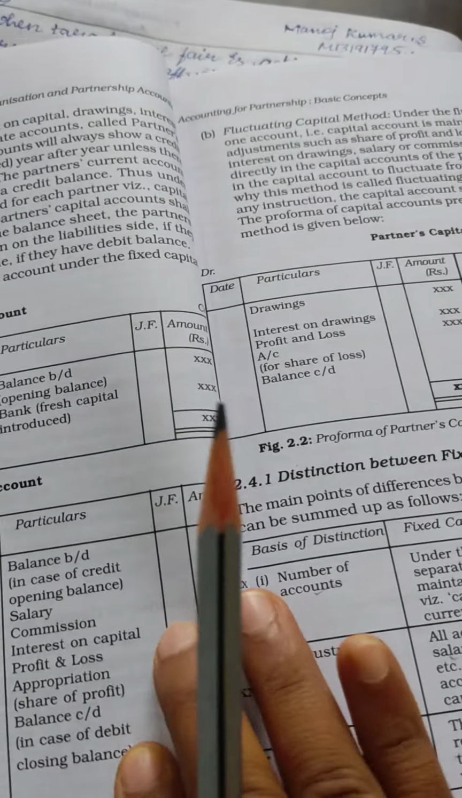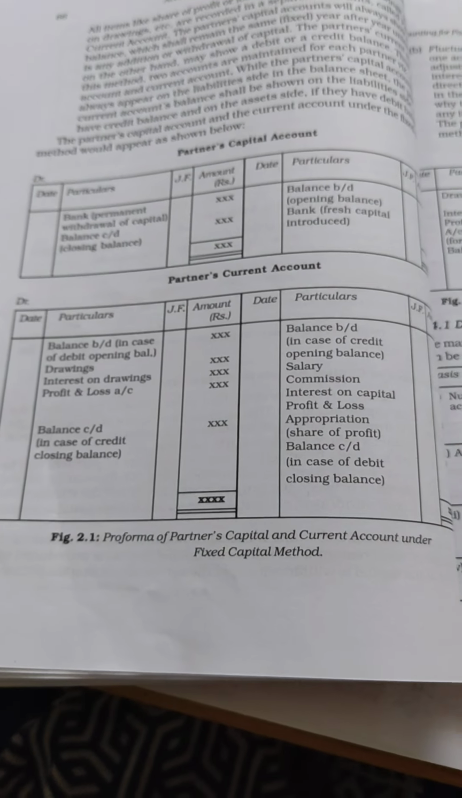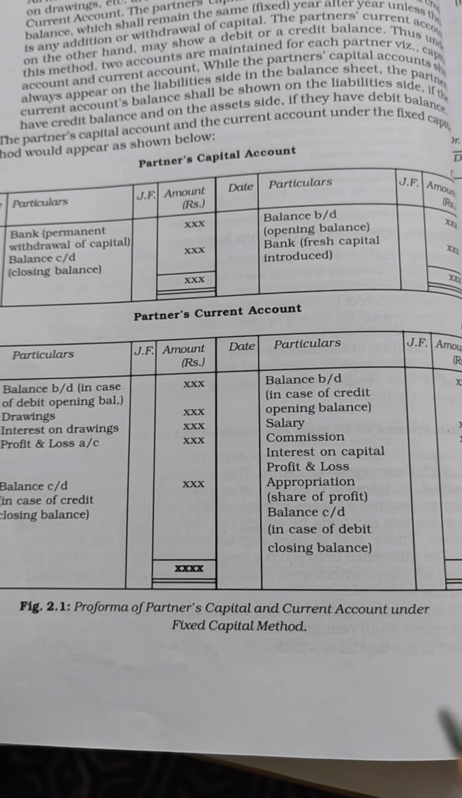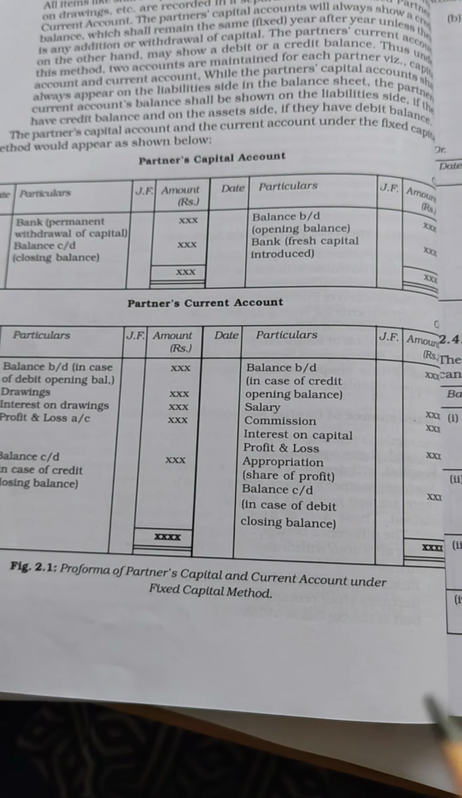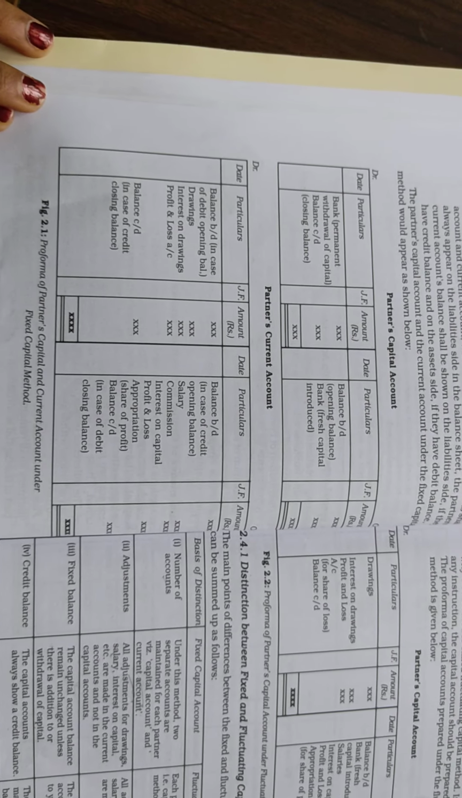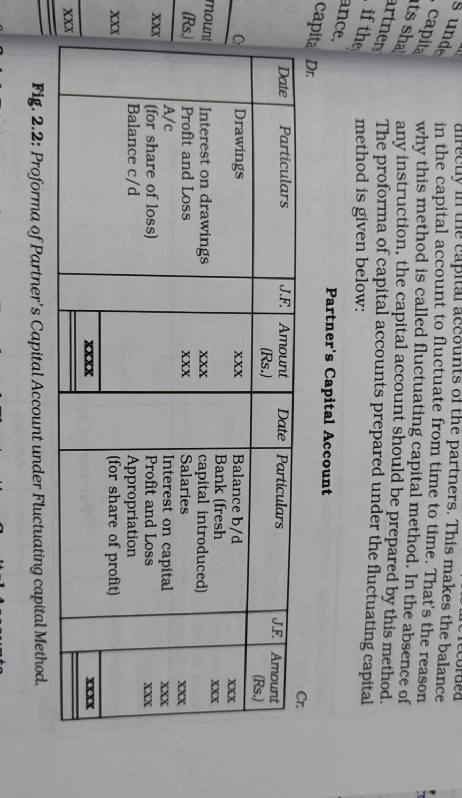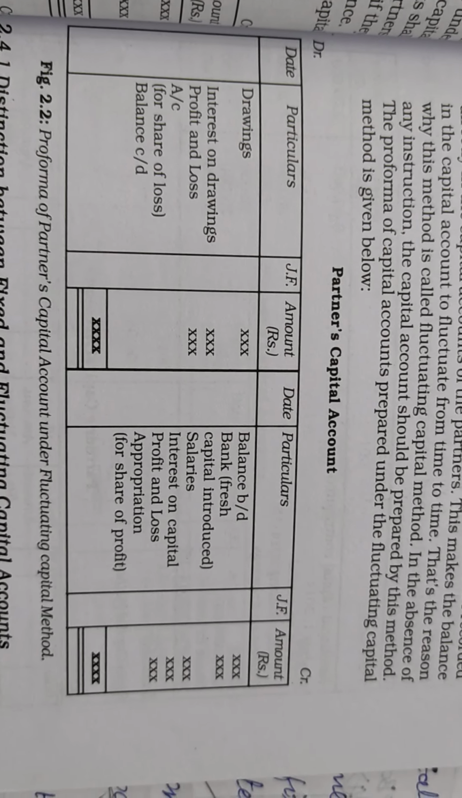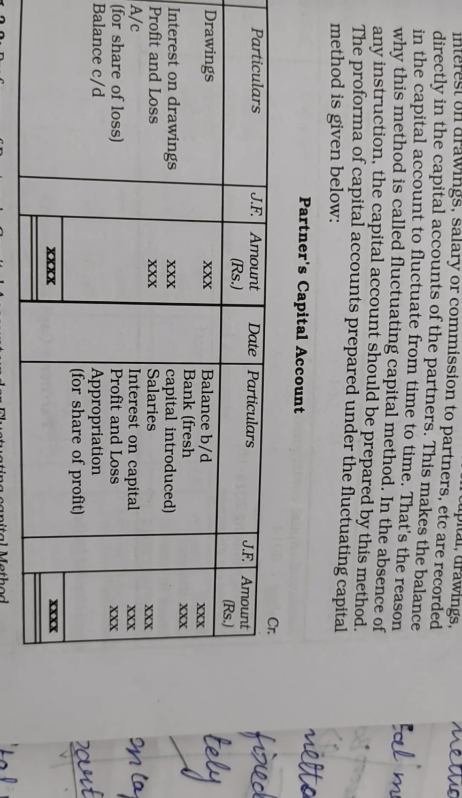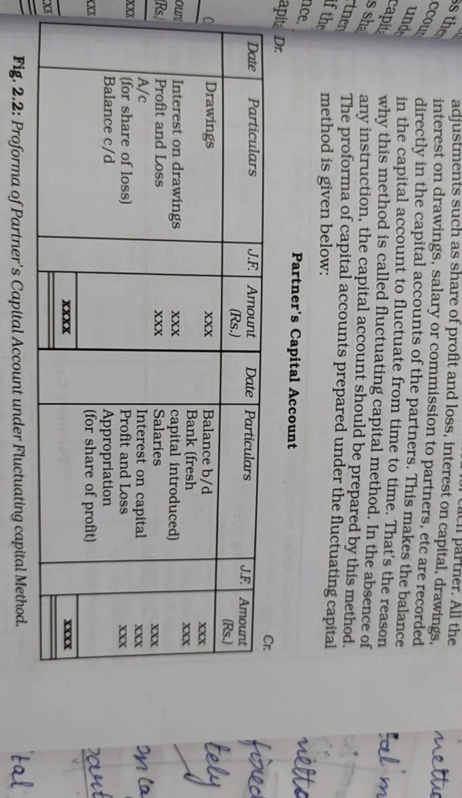Now take down a pro forma of the partner's capital account and partner's current account under the fixed capital method. Take a screenshot of it and write it down in your notes. Hope you can see it. And this is the pro forma of the partner's capital account under the fluctuating capital method. Take a screenshot of it and write it in your notes. Hope you have taken it.